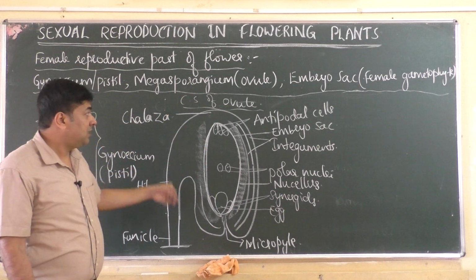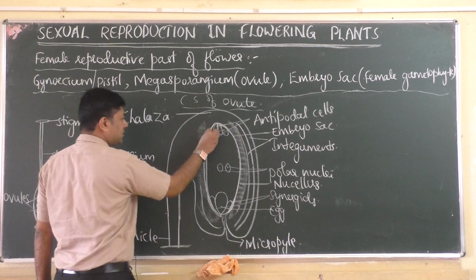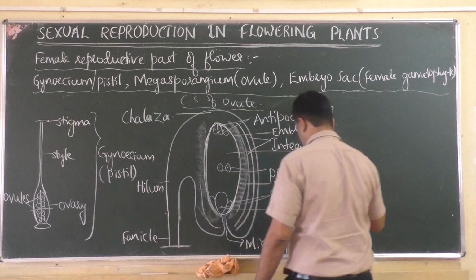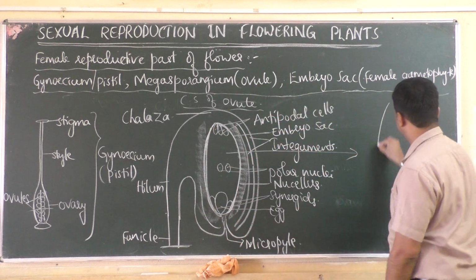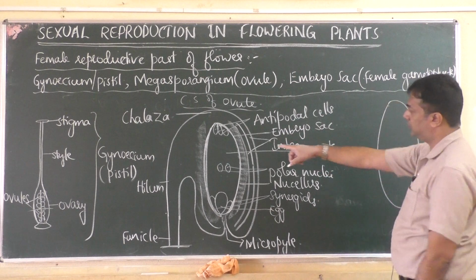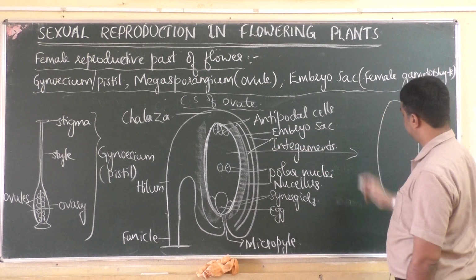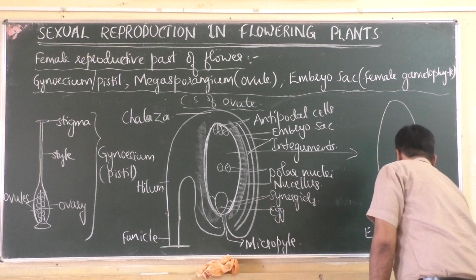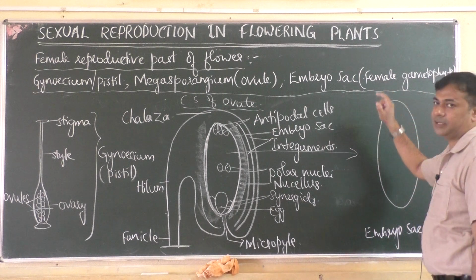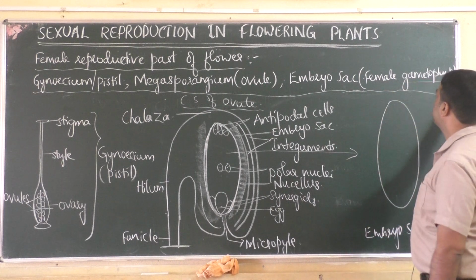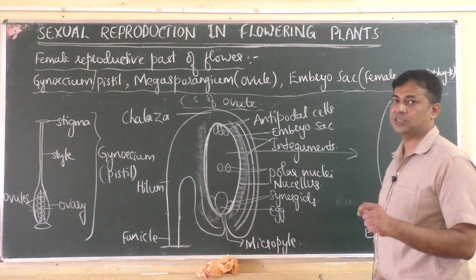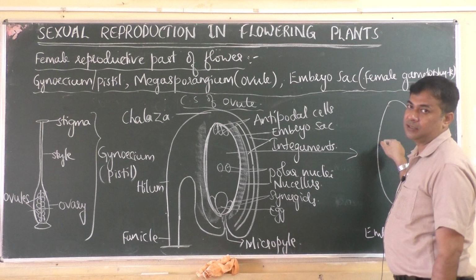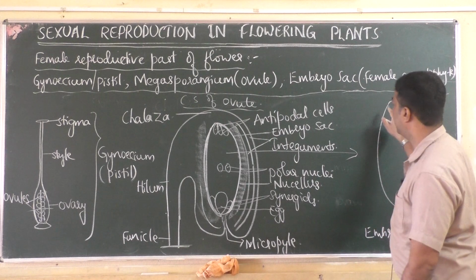Then within the ovule you see this particular structure. I will highlight it, and I will draw the same part here now. This is nothing but the embryo sac. The embryo sac is called the female gametophyte because, as I told you, the word gametophyte means a gamete-containing structure. Gametes will be present within the embryo sac, so it is called the female gametophyte.